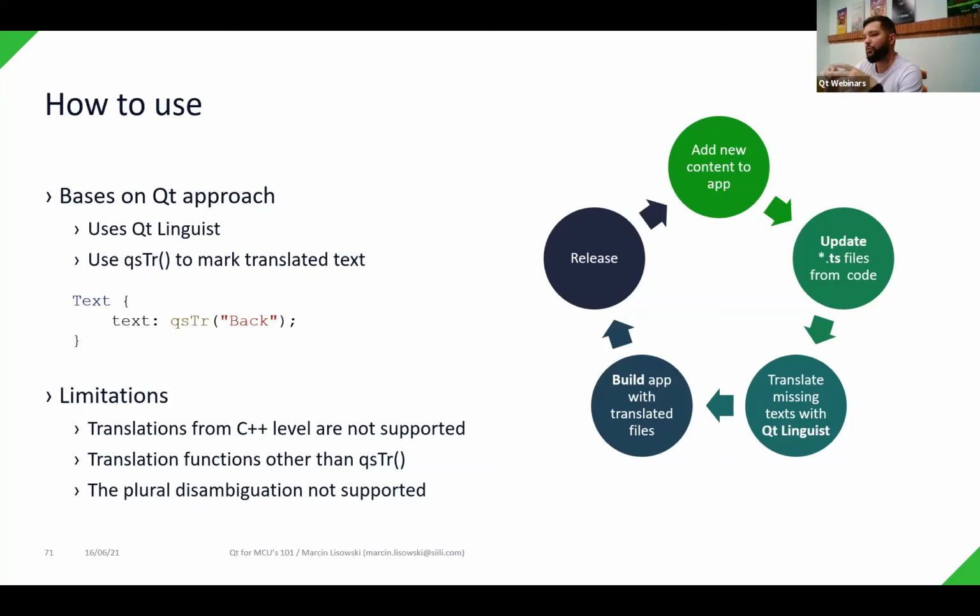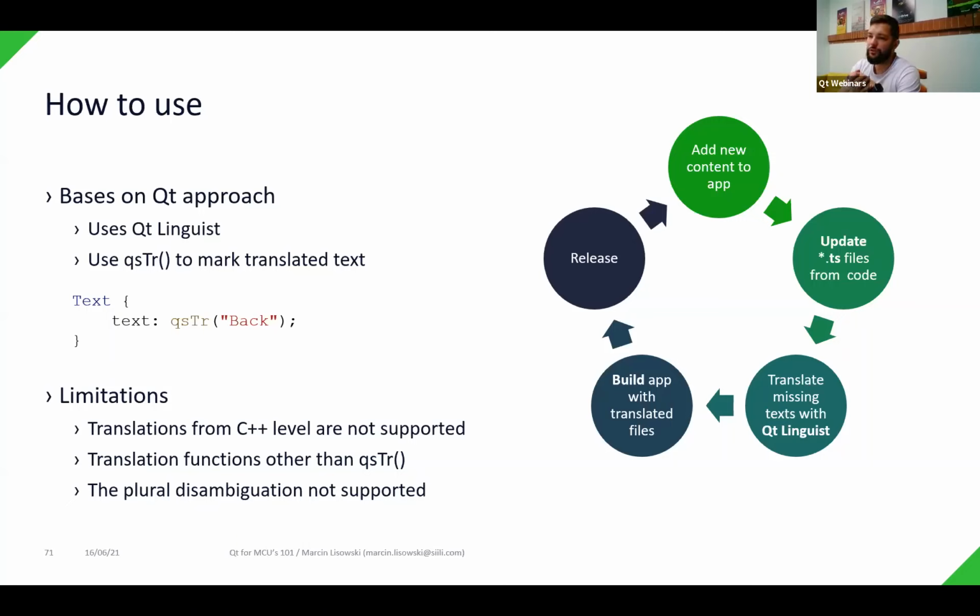And then if you are going to provide translations, you are just using the Qt Linguist tool in the graphical form to fill in missing texts, by, I don't know, by you or by some translation team. Then you are building your application, and Qt for MCUs APIs embed those translation files in your application in binary form, and you can release your app.